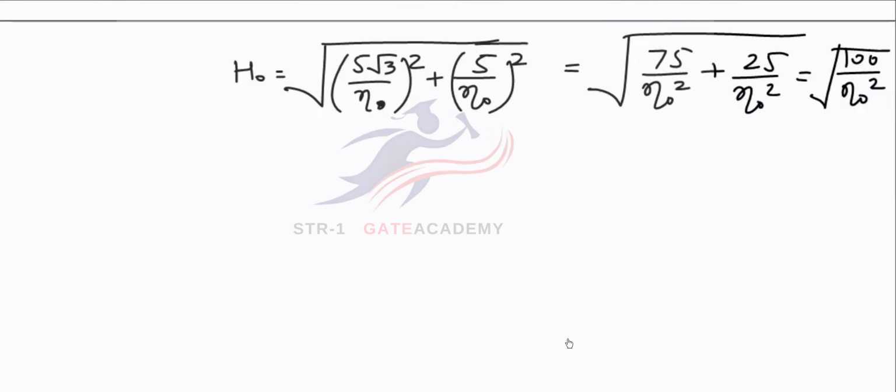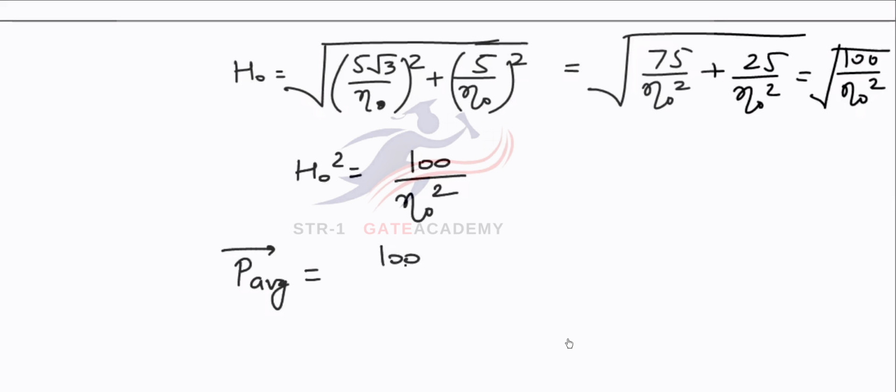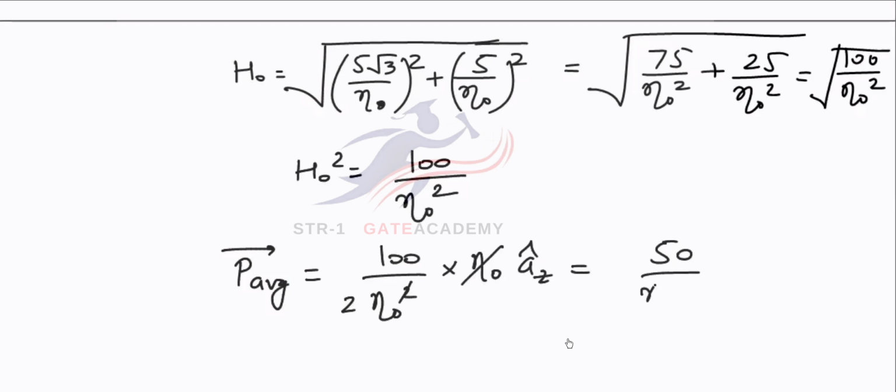Okay. Now I need the value of h naught square. So h naught square will be 100 divided by eta naught square. And the average power vector will be equal to this value h naught square, with 2 in the denominator into eta naught, this many times az vector. This cancels. So it is 50 by eta naught into az vector.